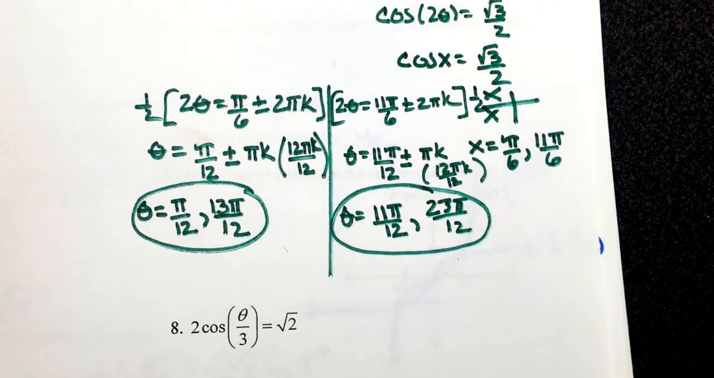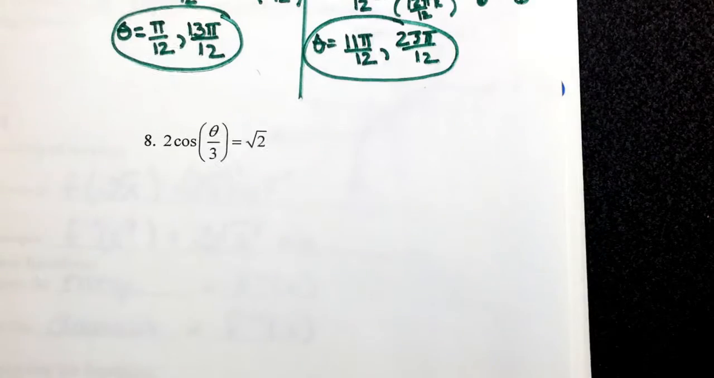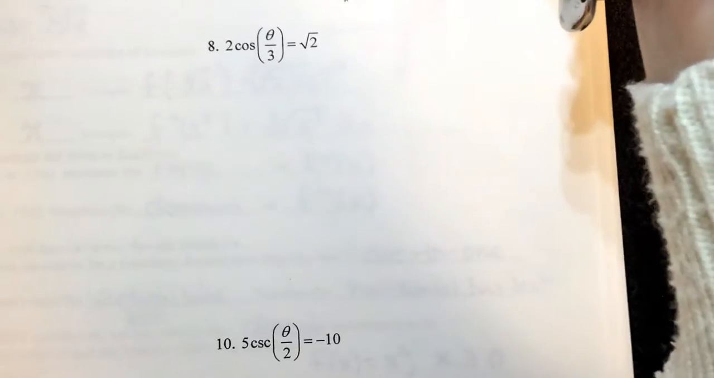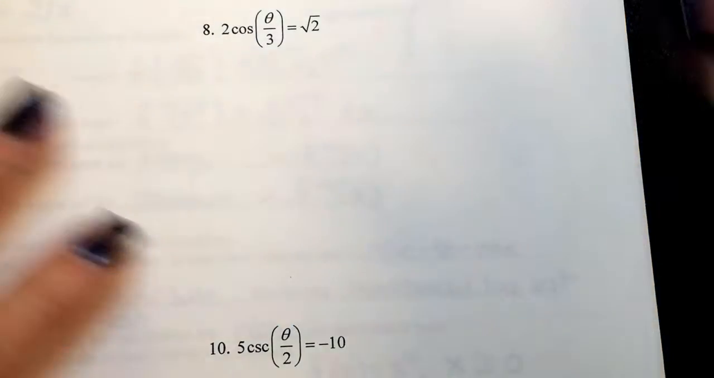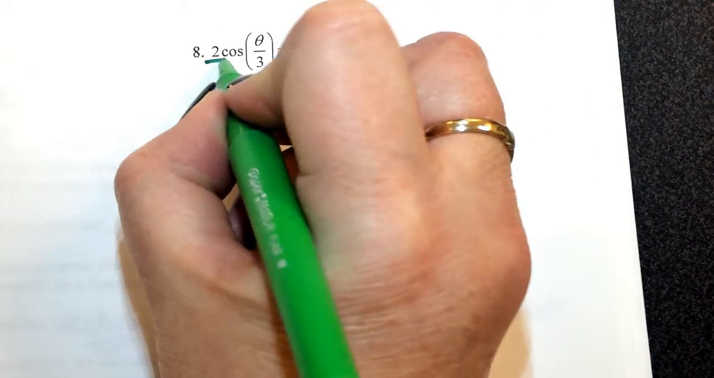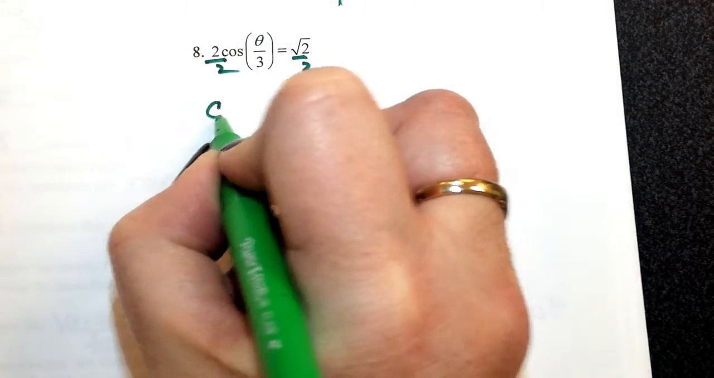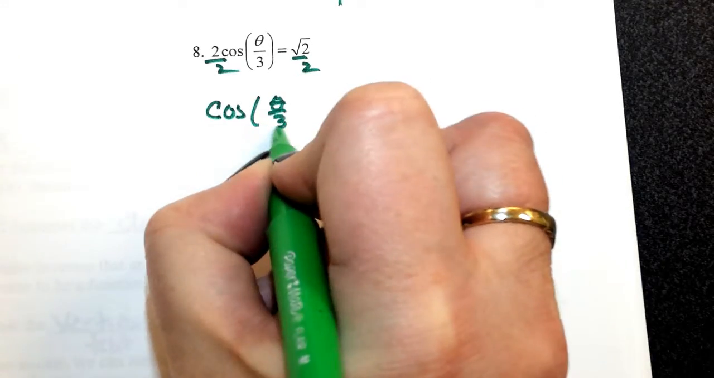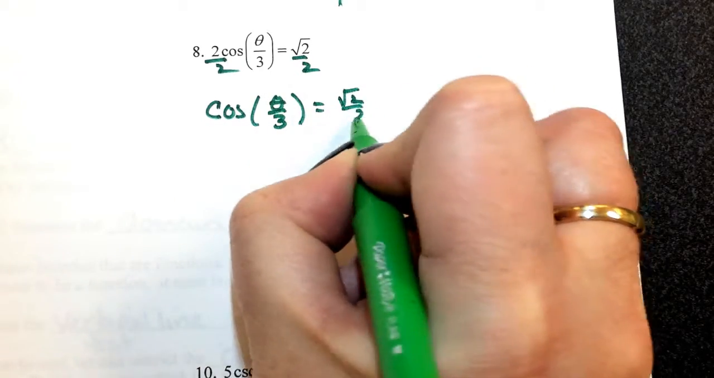So like I mentioned before, we said in the beginning, how many angles should we be on the lookout for? 4. Okay? Let's take a look at number 8. Oh, it's a bad one. Is this my good news or bad news scenario? Bad. So what's going to be the first step to get cosine by itself? I'm going to do what? Divide by 2. So cosine of theta over 3 is equal to square root of 2 over 2.